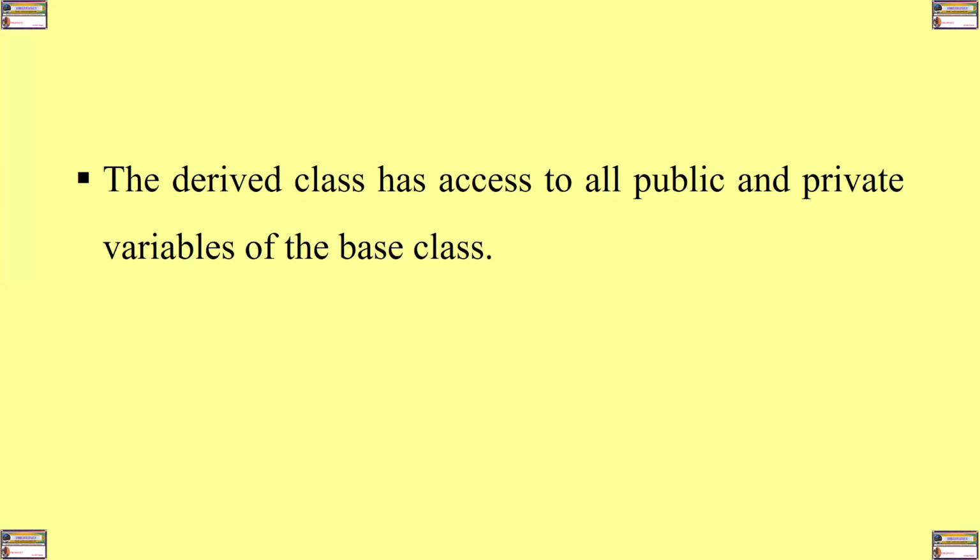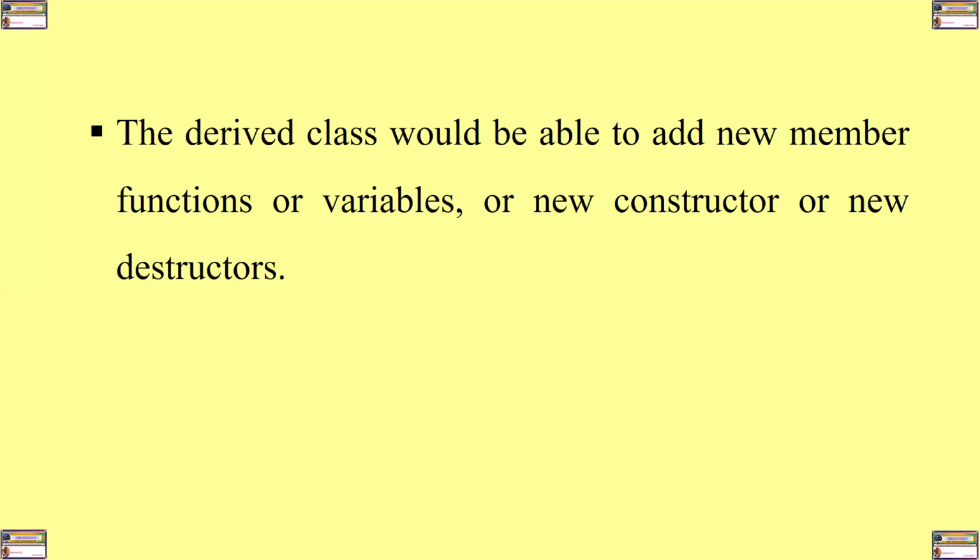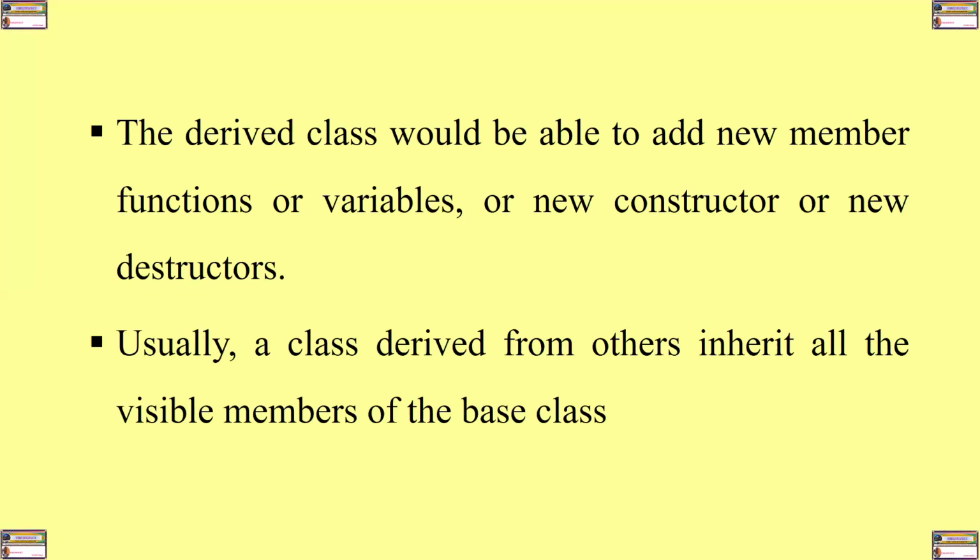In other words, once you have a derived class from a base class, that derived class has total freedom to access all the members of the base class regardless of their scope, regardless of whether they are public or private. However, a derived class cannot have access to base class constructors and destructors. The derived class would be able to add new member functions or variables or a new constructor or new destructors.